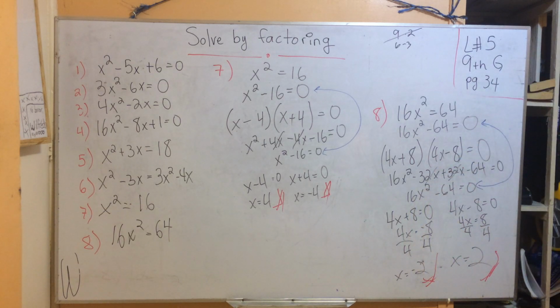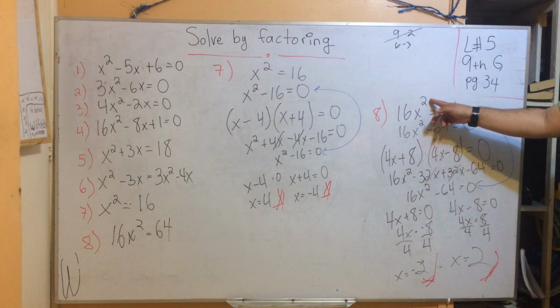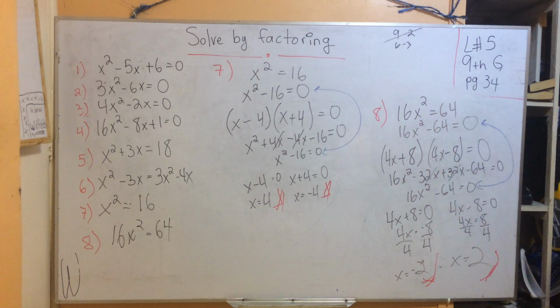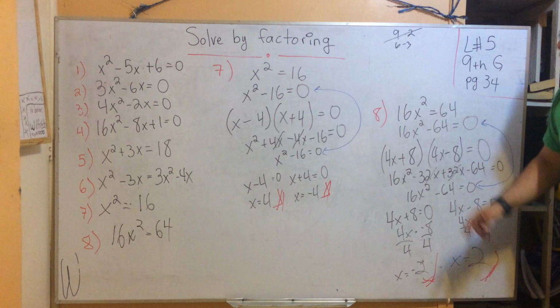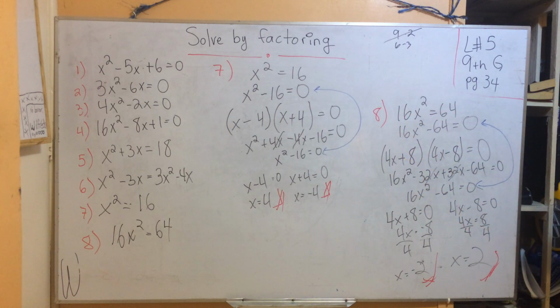Okay, how do we know that these numbers are true? Let's try them. 2 to the square, 4. 4 times 16, 64. Let's try negative 2. Negative 2 to the square, 4. 4 times 16 equals to 64.